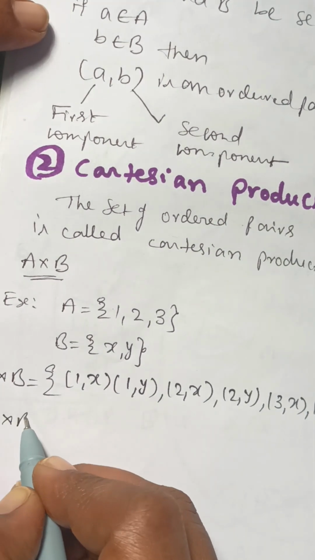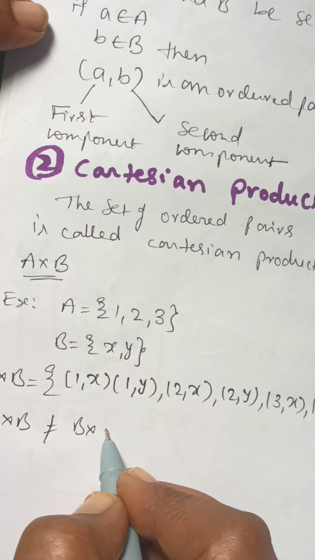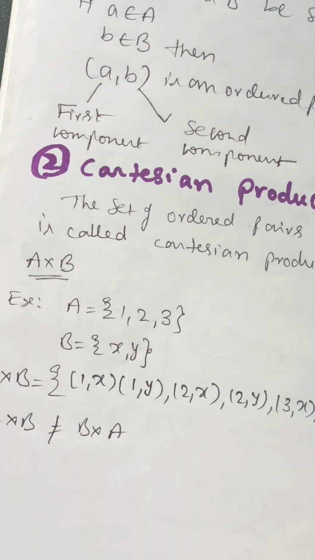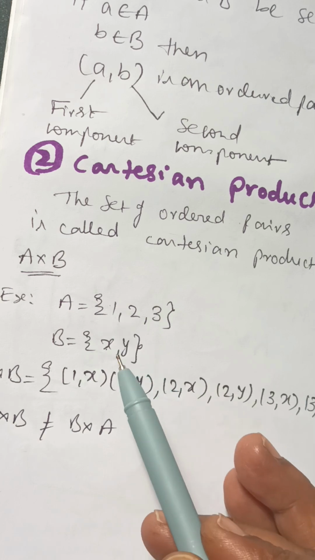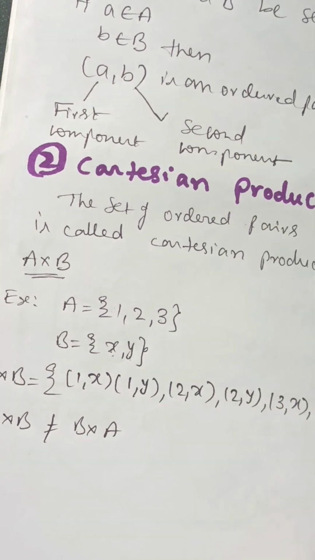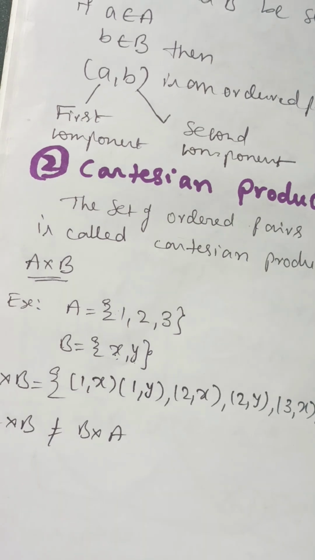So A cross B is not equal to B cross A, because in B cross A the ordered pairs are (x, 1), (x, 2), (x, 3), (y, 1), (y, 2), (y, 3). So those two are not equal.